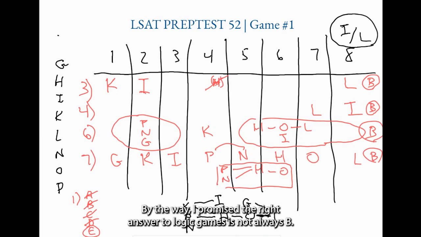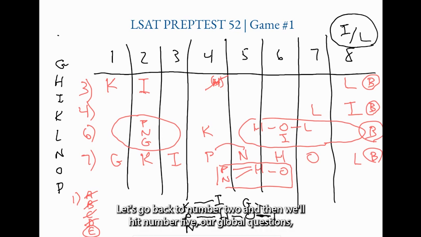By the way, I promise the right answer to logic games is not always B. I wish I could tell you that great hack, hey, just answer B 23 times in a row on logic games and you'll get a perfect score. But alas, it's just a strange accident of this game.